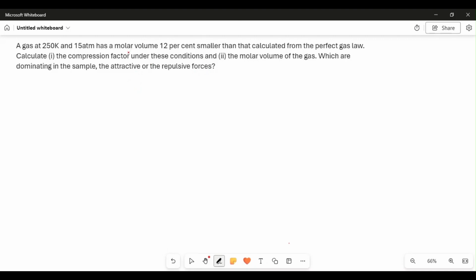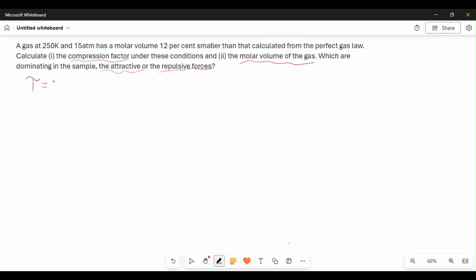So this question is kind of intertwined. We're supposed to find the compression factor, we're supposed to find the molar volume of the gas, and we're supposed to find whether it is the attractive forces that are dominating the sample or the repulsive forces. So you have three different questions in one question. The first thing you have to do is, of course, write down the information that you're given.